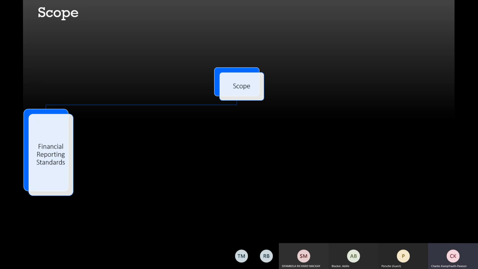Who can tell me what the new lease standard is? Homework. Please go see what the new IFRS standard is on leases.